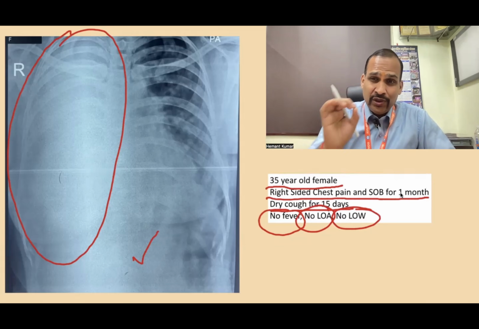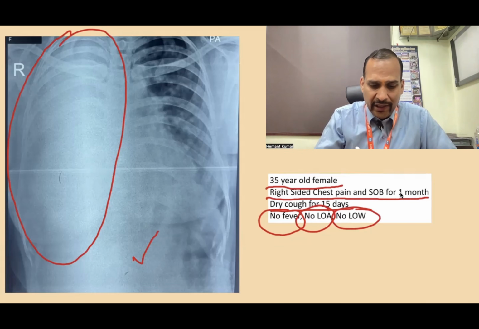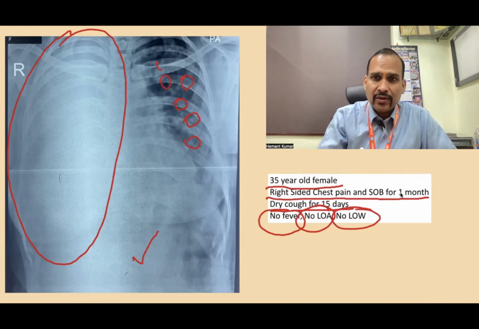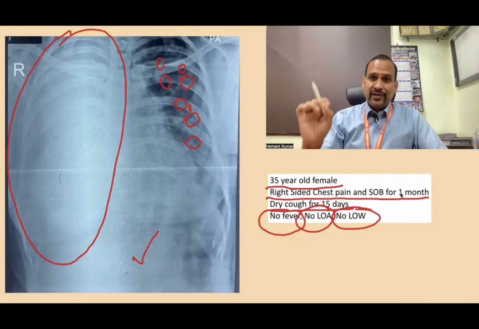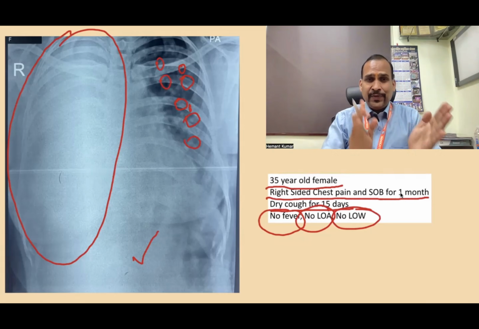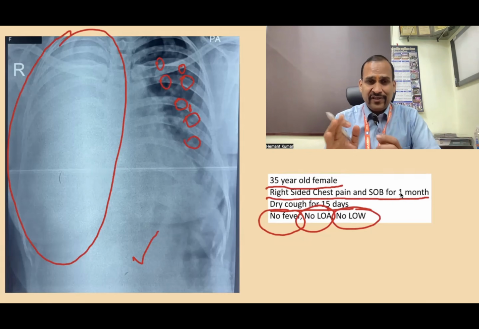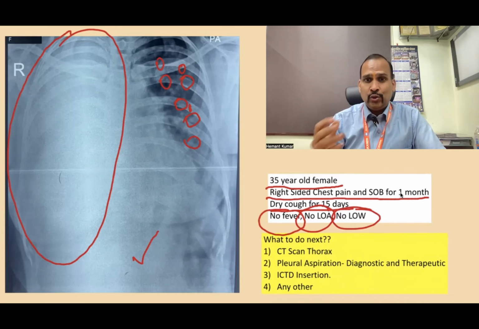If you see carefully, on the left side you can appreciate there are small opacities also. So this is a young lady with right side massive pleural effusion, with left side some opacities, some infiltrates. In a young patient, our first differential diagnosis is tuberculosis, right? So how to approach this patient, what to do next?